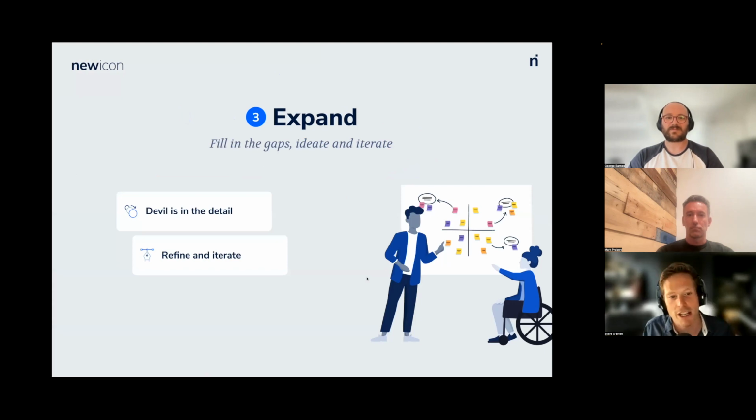And this is where the devil's really in the detail. We want to refine and iterate on that prototype, and we want to flesh out all those concepts. So yes, great, we've got our core concept, but what's the foundations of that? How does that data get in? How do we get that list of information? You know, where does that magic button that suddenly does the AI magic come from? And how does that work?